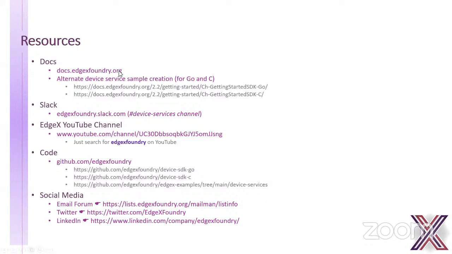If you'd like more information, please use our docs page, docs.edgexfoundry.org. You'll find some samples out there to create new device services already exist, both in Go and C. You can find more information on our Slack channel or ask questions in our device service channel if you have some issues as you're building your own device service. This particular talk, as well as all the others on EdgeX, can be found on our YouTube channel. Search EdgeX Foundry on YouTube and you'll find all of our tech talks. Code is available at github.com/edgexfoundry, including our 2 SDKs. It can also include things like example device services you can use to see and use what you've learned here today.